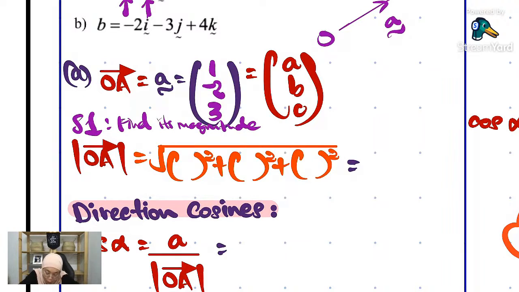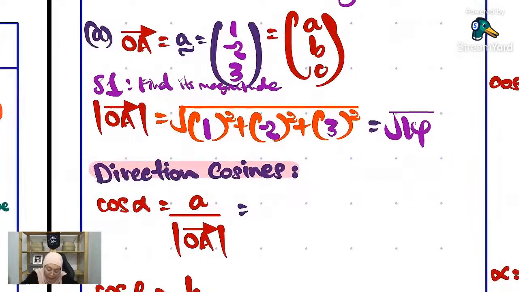Okay, so it's square root of 1 squared plus -2 squared plus 3 squared. It's gonna give you square root of 14. So that is your answer, square root of 14.